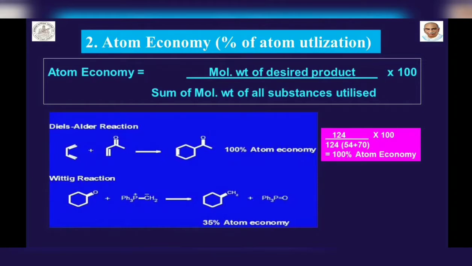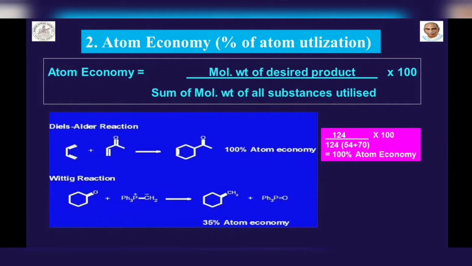For example, we are taking the Diels-Alder reaction. In this reaction, diene and dienophile react together to form the adduct. The answer, 100% atom economy, is already given. How is it calculated?